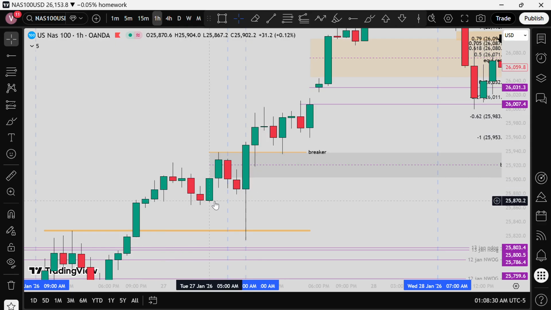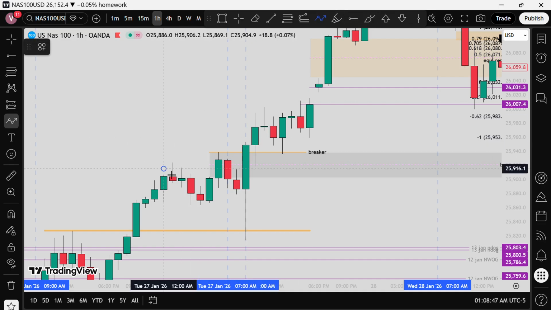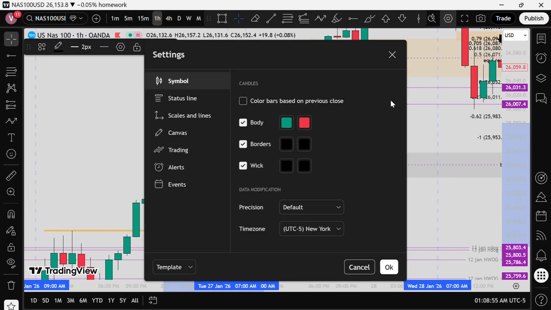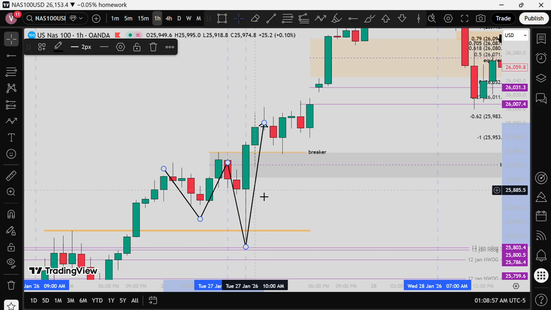If you zoom in, and even when you go on lower time frame, you'll see this better, but as of now, let's see it on 1 hour time frame too. You will see how, let me draw it. This is a swing low which got taken out by this another swing low, and this is a breaker block.